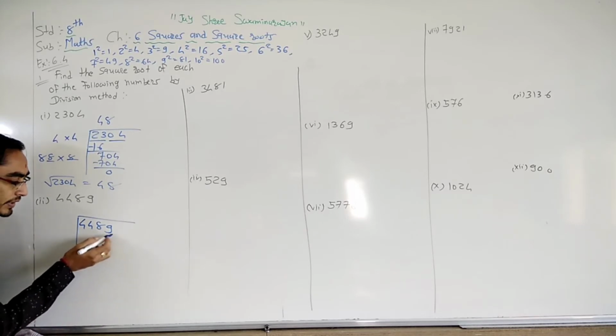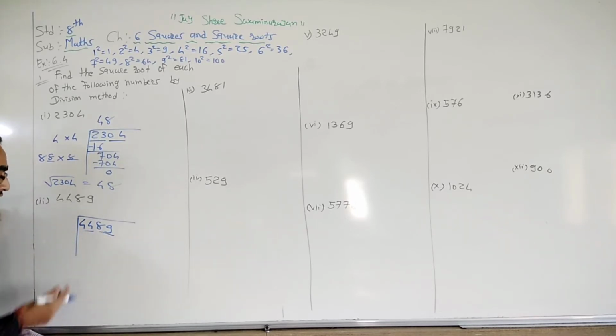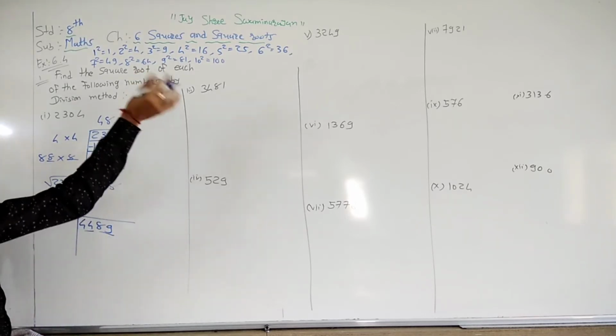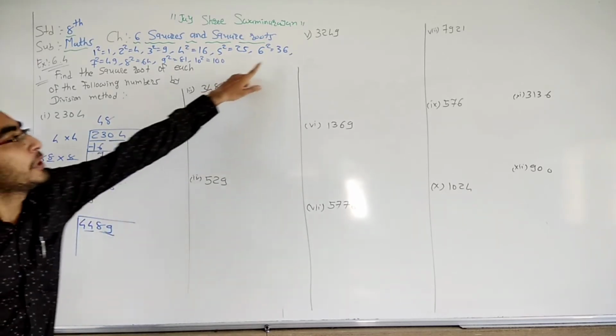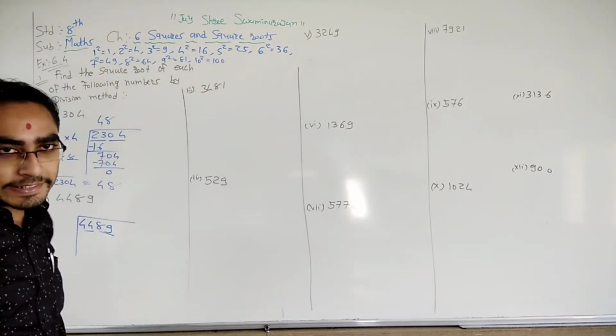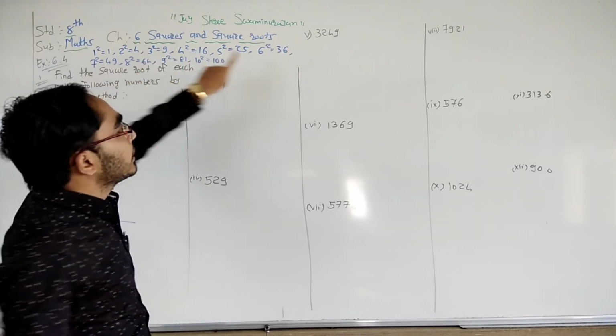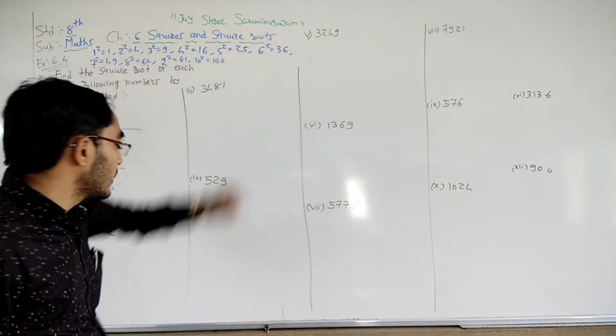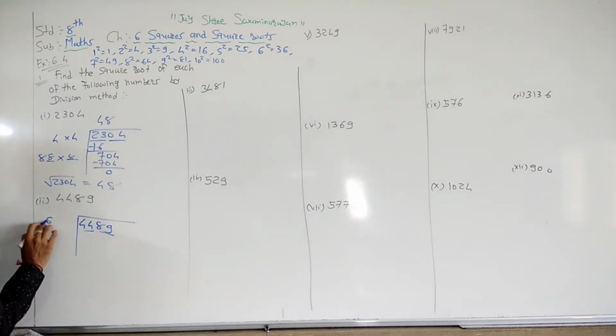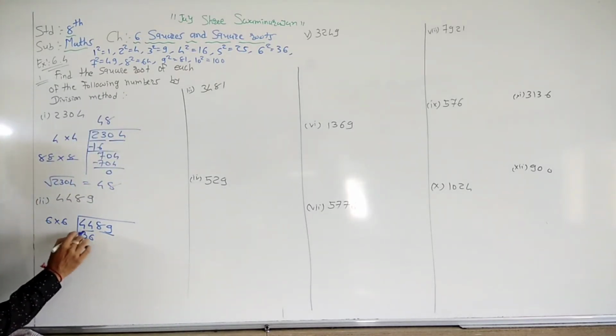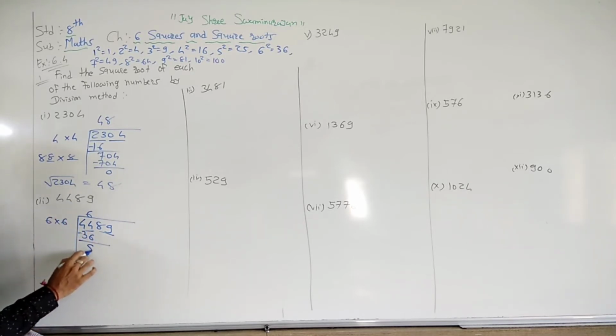First one is to make the pair of two digits. Now 44 lies between 36 and 49, right? 44 lies between 36 and 49, but we need to take the smaller number. So 6 square is 36. So 6 6s are 36, and that 6 we need to put here as well. Now subtraction: 44 minus 36 is 8.